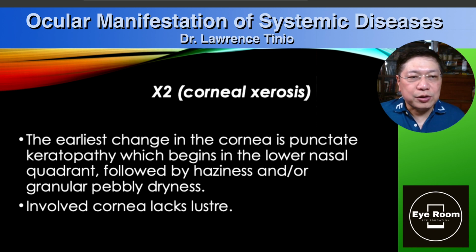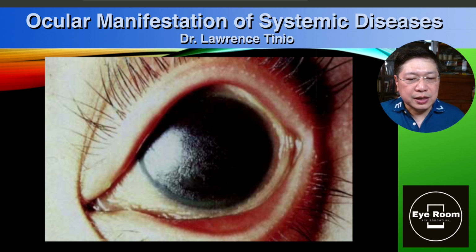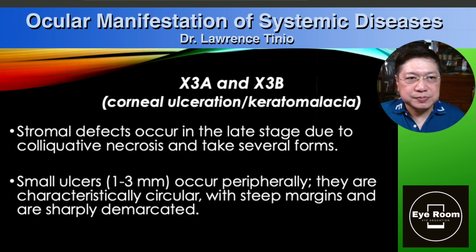Now, the cornea that would be involved looks dry and it's not shiny. Normally, your cornea should always be shiny because it's always wet with tears. And this is how it looks when you're looking at a patient with corneal xerosis. So you notice that the cornea looks very, very dry. The patient would be complaining of tearing, and also look for night blindness.